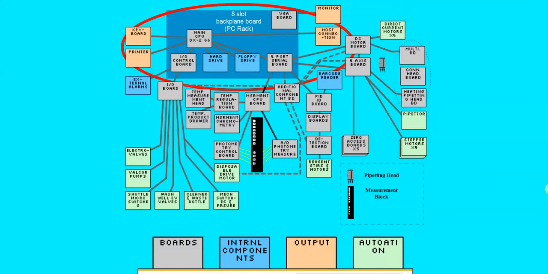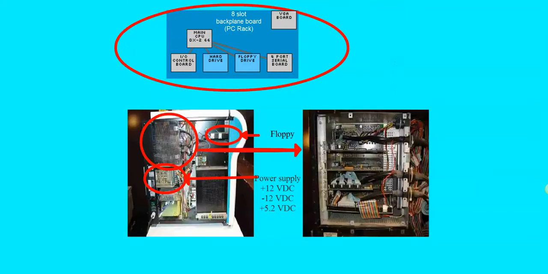Today we're going to talk about the computer section in the STA Compact. First, let's go through the list of components. All these components are located in the PC rack on the left-hand side of the instrument.